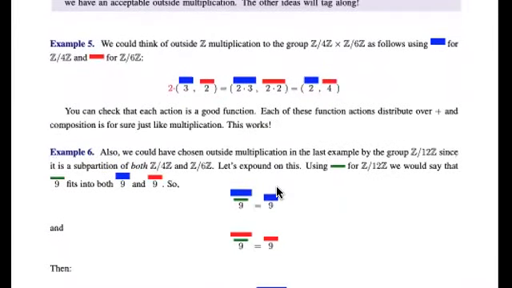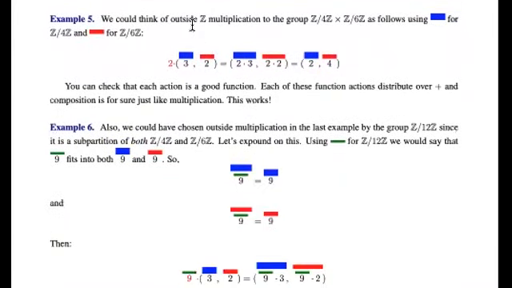Okay, so we can have an outside multiplication by the integers to a group like this. This is a Cartesian product of 2 different groups, Z mod 4Z and Z mod 6Z. We can use blue for the first one and red for the second one. We outside multiply, so we have something outside of this group, like 2, which is an integer, and it just comes under the bars, and this is a well-defined action.